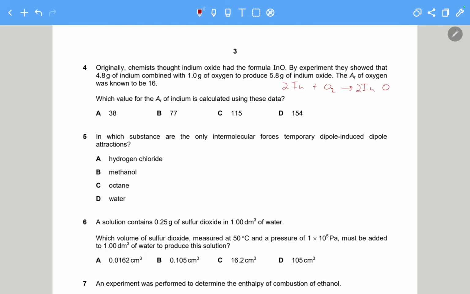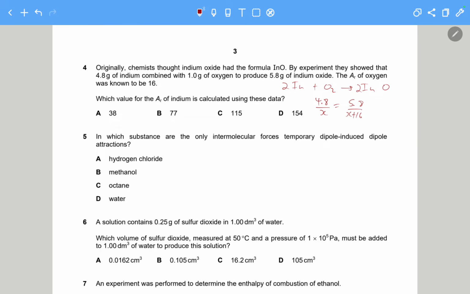But if we knew the mass of indium, then we would be expected to see which one is the limiting reagent. Now we know that because indium and indium oxide are in a 1:1 ratio, the number of moles will be the same. So the number of moles of indium will be 4.8 over x, where we have taken x to be the mass of indium, and this will be equal to 5.8 over x plus 16, which is the mass of indium oxide. So 4.8 over x, which is moles of indium, is equal to 5.8 over x plus 16, which is the moles of indium oxide.